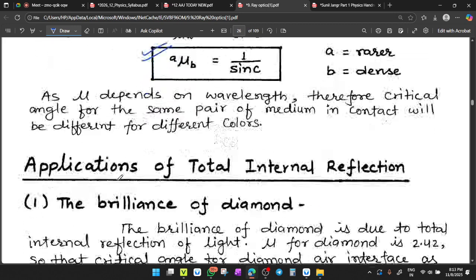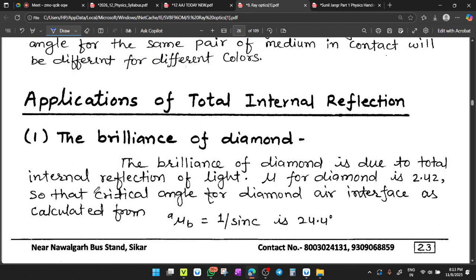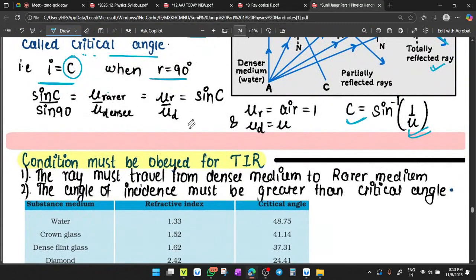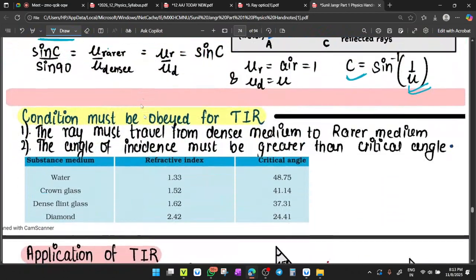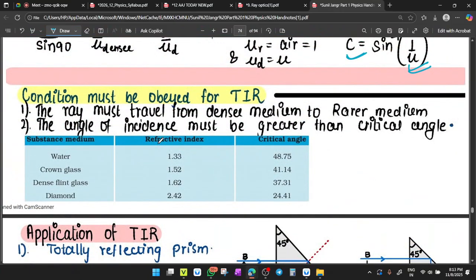Okay. Now, one important thing here is the application of total internal reflection. Total internal reflection applications are very important. So first see the value of the critical angle, then after that I can apply the concept of total internal reflection. First see the conditions for TIR. For total internal reflection, the ray must travel from the denser medium to the rarer medium. First thing. Second, the angle of incidence must be greater than the critical angle. Clear. Now check for water.